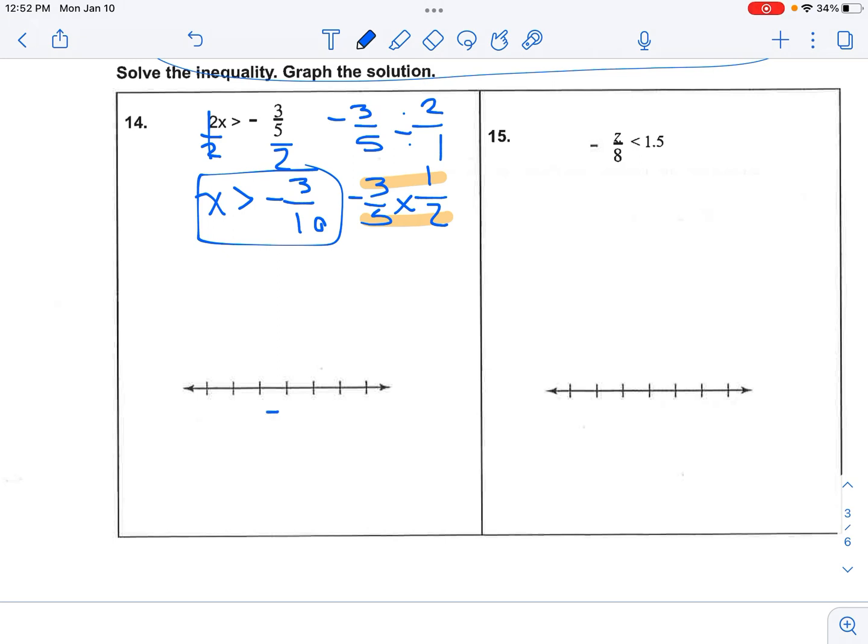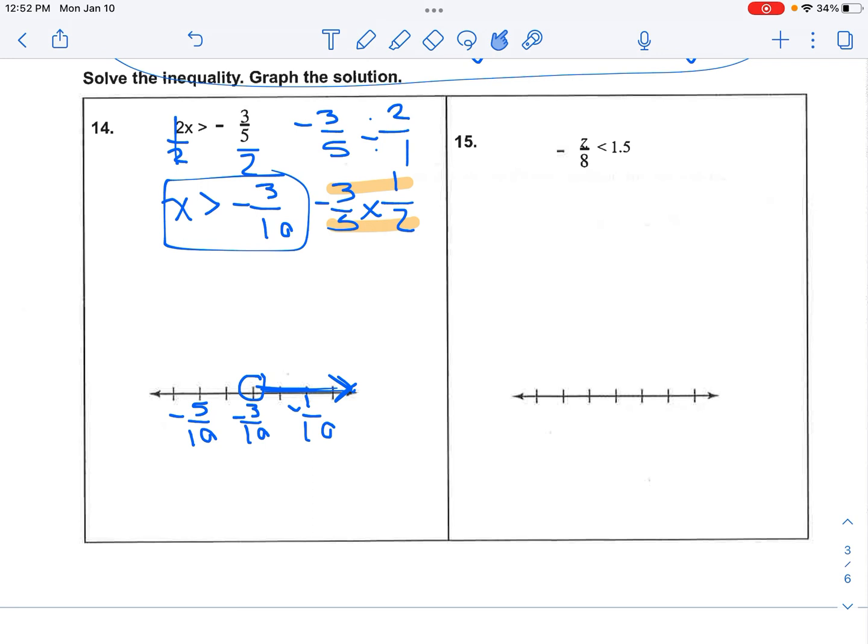So to graph that, I'm going to put my negative 3/10 in the middle. I'm going to put my negative 1/10 down here, and negative 5/10 to the left. That's going to be an open circle at negative 3/10 with my arrow pointing to the right.